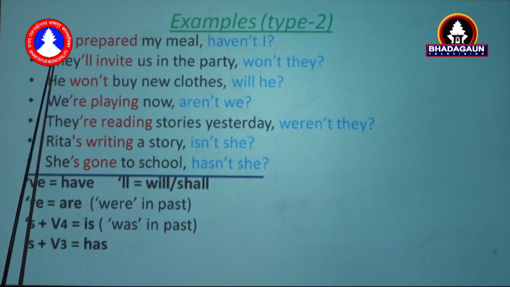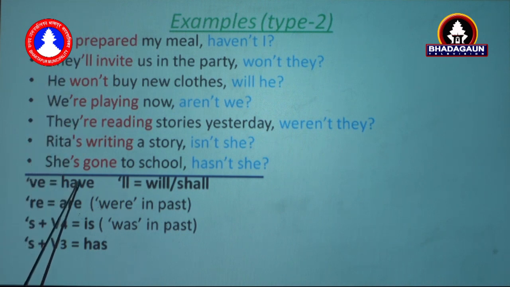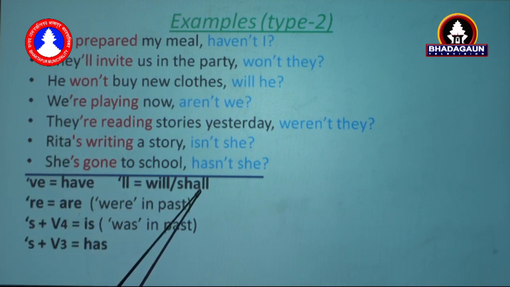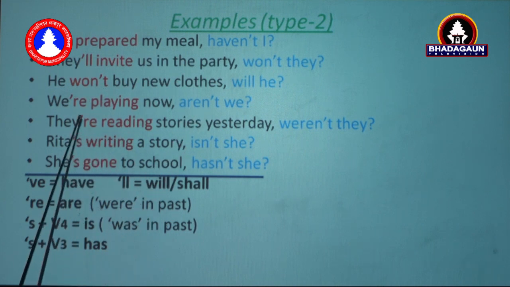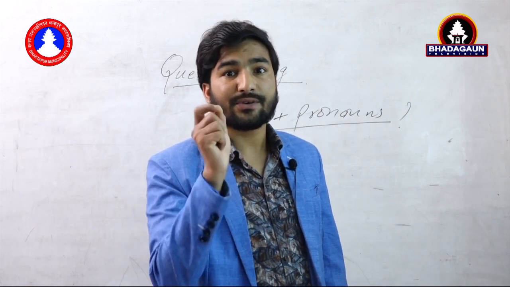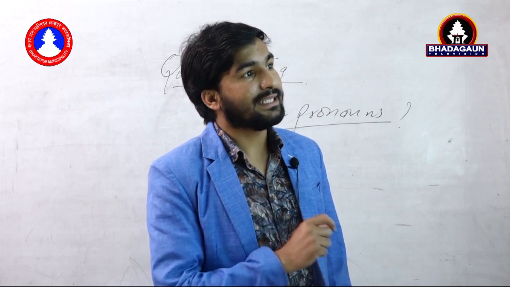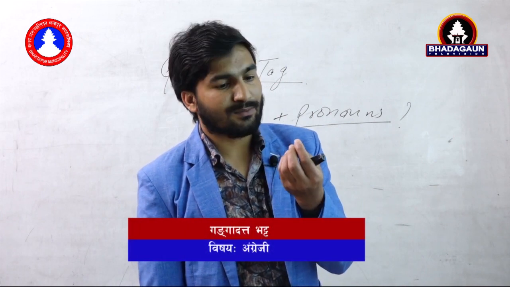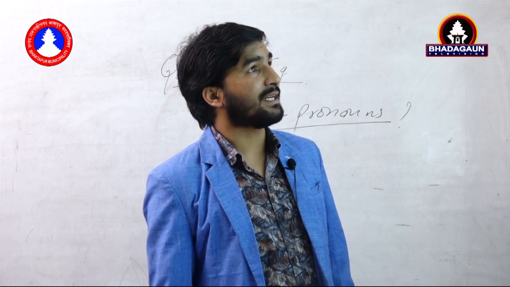So apostrophe d, 'd is there. What does this contracted form mean? Let's see. 'd means had. Apostrophe ll is here. It means will or shall. Won't, that is will. Apostrophe re is here. So what does it mean? Re. And apostrophe s is given. Sometimes this type of question can be asked. So in such a case, first of all, you have to identify what that apostrophe or contraction means, what the separate form is, and what auxiliary that contraction signifies. You have to know that.